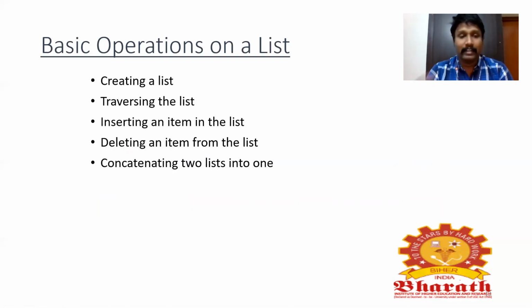So there are 5 different basic operations. What are those 5 different basic operations? Creating a list, traversing the list, inserting an element in the list, deleting an element from the list, and concatenating 2 lists into one. Creating a list. How is a list created? By inserting nodes. How many nodes are needed? N number of nodes can be inserted.